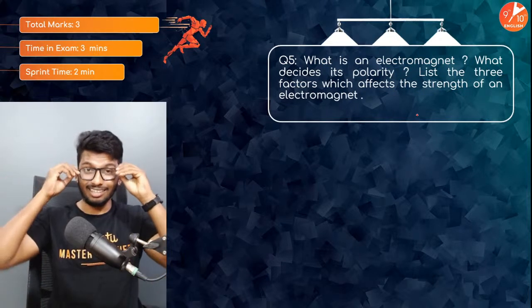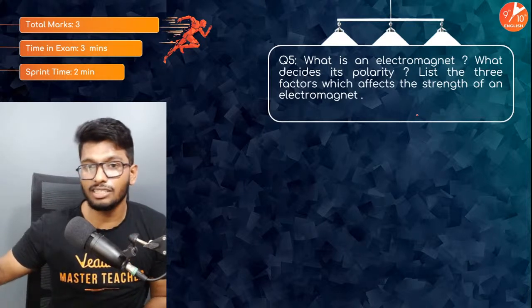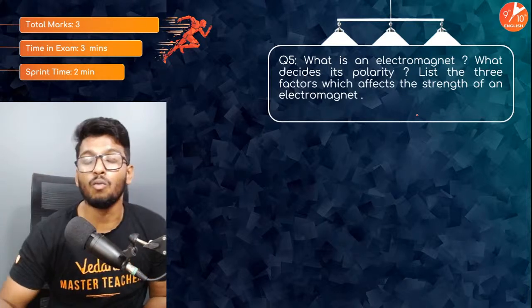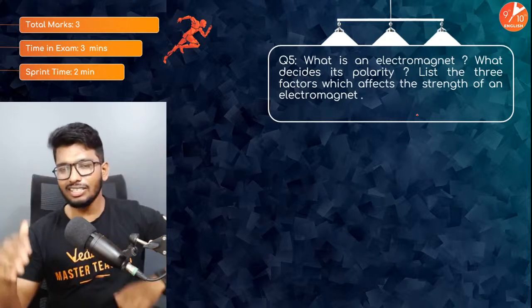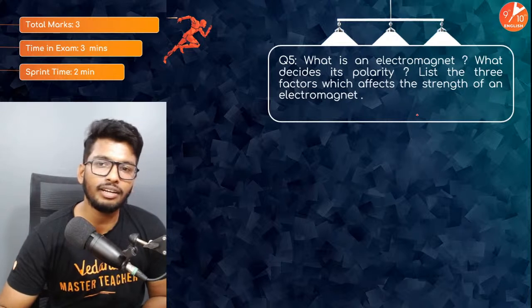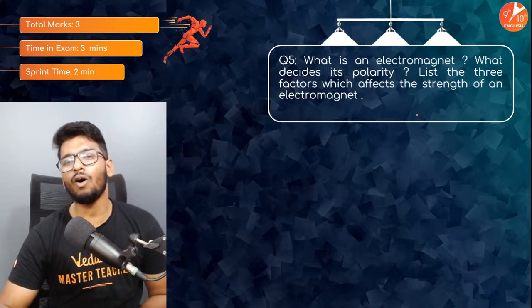5th question, again a 3-marker, 3 minutes time in your exams. We will try to do it in less than 2. The question is, what is an electromagnet? And what decides the polarity of an electromagnet, and list the 3 factors which affect the strength of an electromagnet.